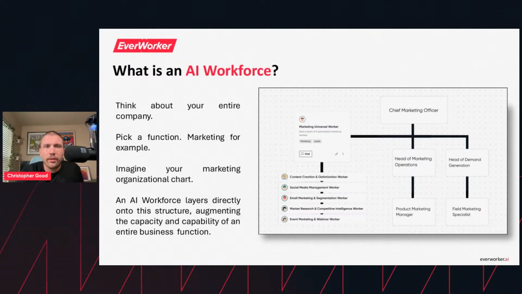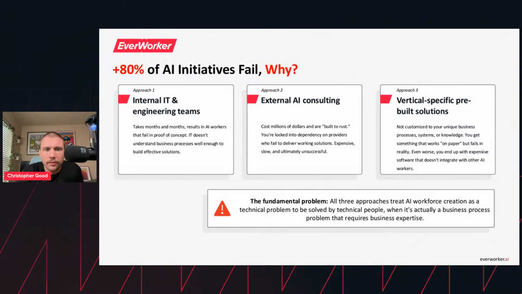So before we show you what works and get to the demo, let's understand why most AI initiatives fail, right? According to research, more than 80% of AI projects fail, wasting billions of dollars. And this is twice the failure rate of regular IT projects. Now, why is that? Well, it's because the three traditional approaches treat AI workforce creation as a technical problem to be solved by technical people, when it's actually a business problem to be solved by business people, right?